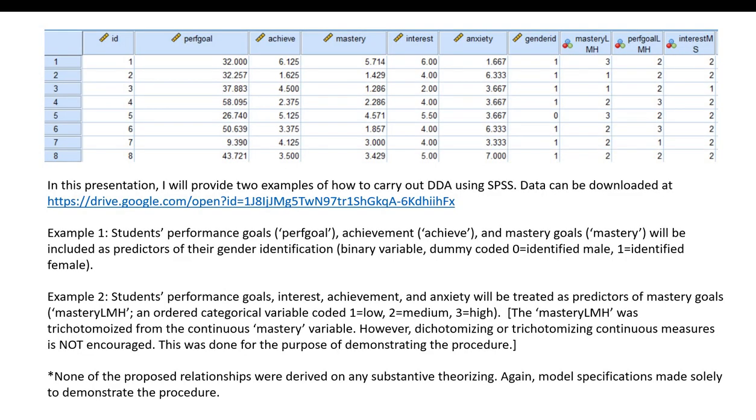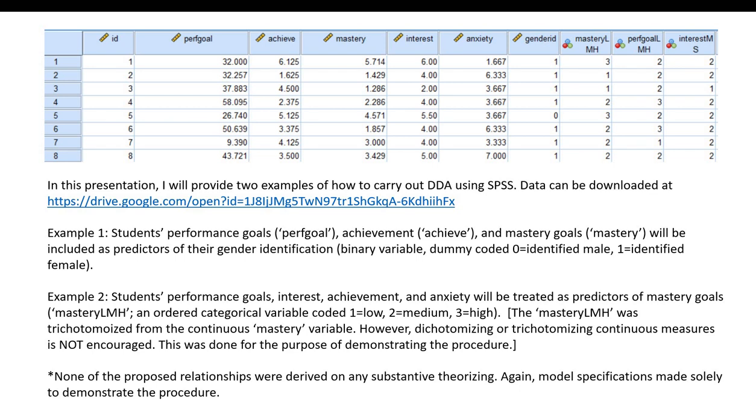So now let's transition and go into a couple of examples using SPSS where we fundamentally are addressing those questions. So for example 1, we're going to have students' performance goals, achievement, and mastery goals serving as predictors of their gender identification, which is a binary variable which is dummy-coded 0 for identified male and 1 for identified female. The second example, we're going to have students' performance goals, interest, achievement, and anxiety serving as predictors of mastery goals, where mastery goals has basically been trichotomized from the continuous mastery variable.